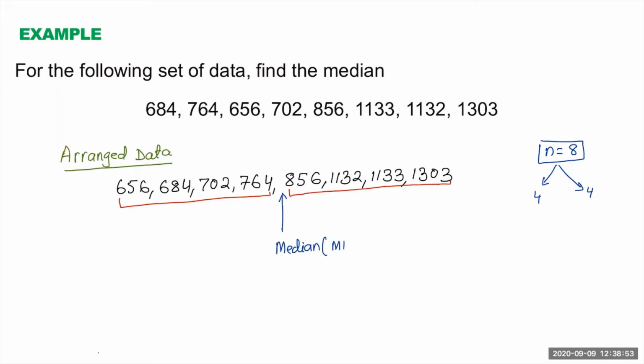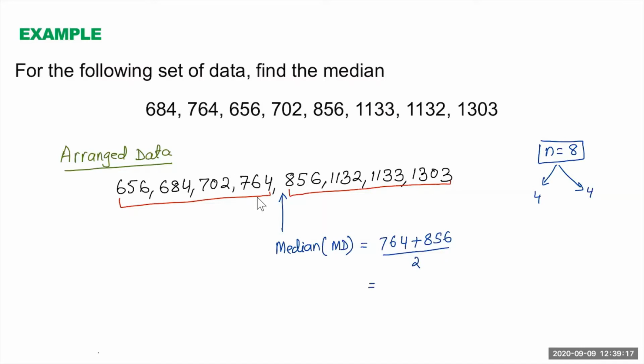Median is in the middle. But in the middle, there is no number. So in order to find the number in the middle, or the number in between 764 and 856, we add these two numbers and divide it by 2. So we do 764 plus 856 and then divide that by 2.